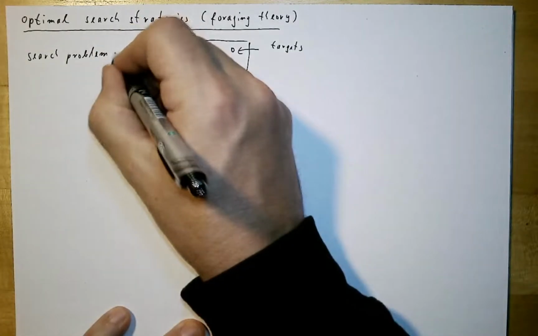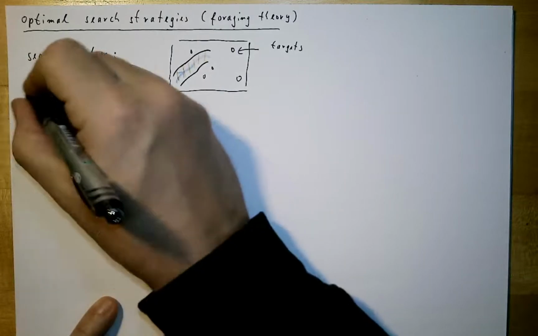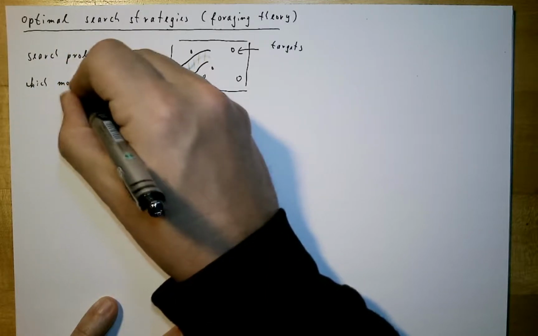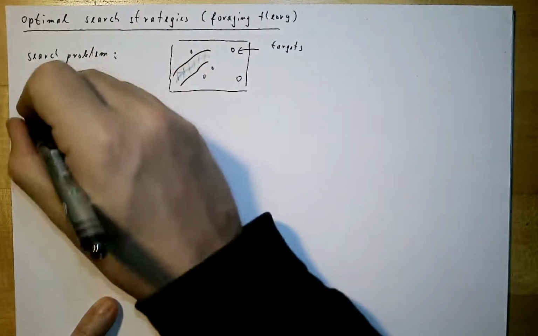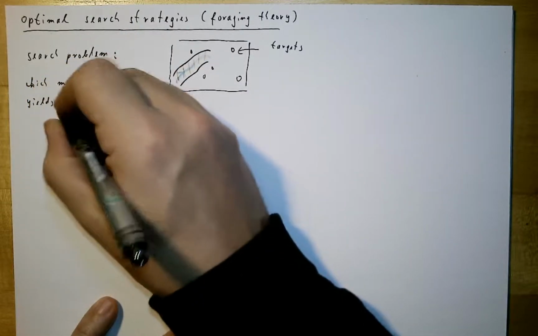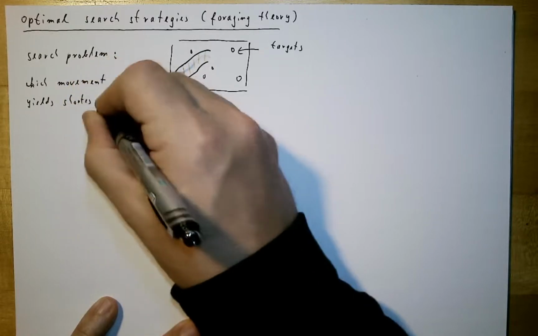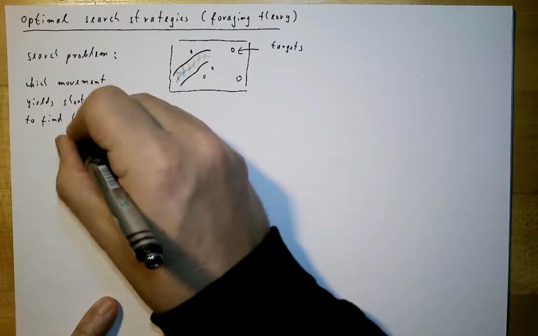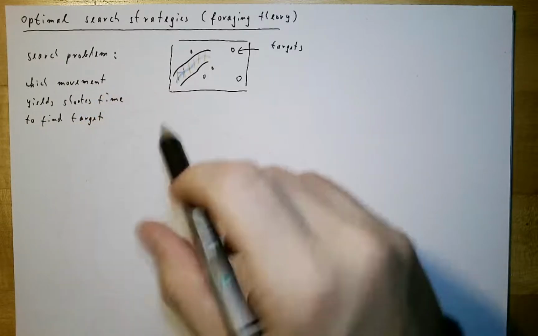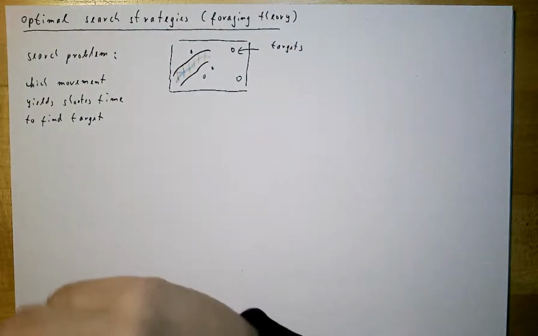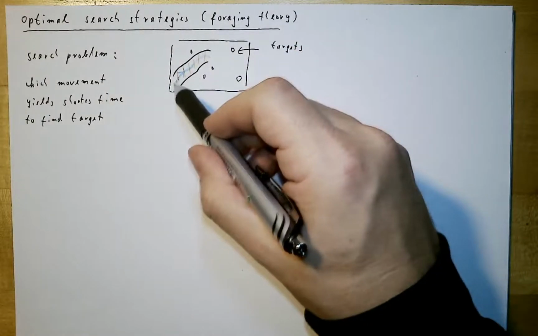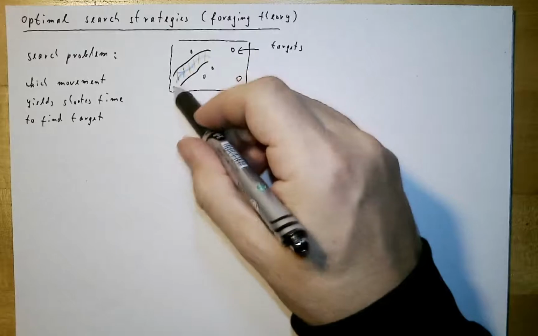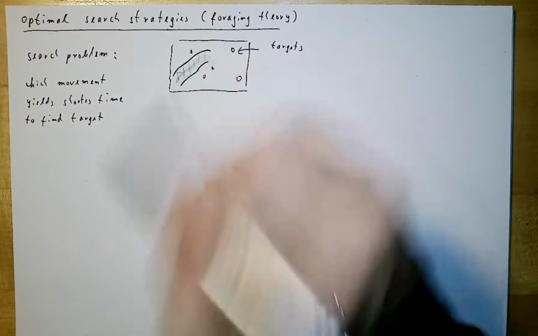So the search problem: which movement yields the shortest time to find the target, or the maximal number of targets found in time. This goes for a bumblebee which wants to find flowers. This goes for lions or whatever predators who want to find their prey.